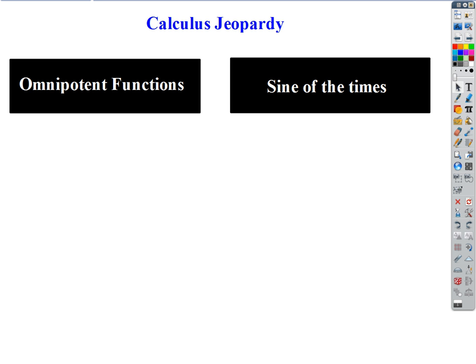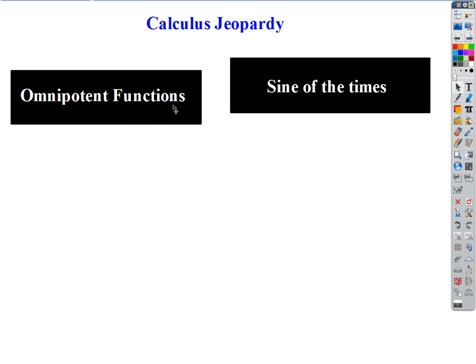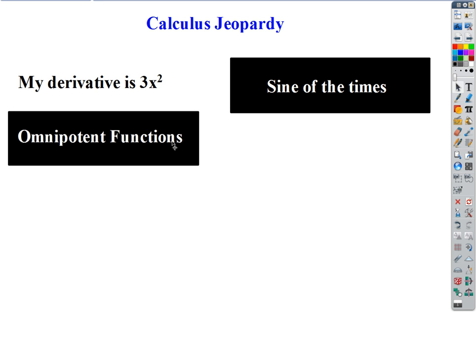Okay. So who'd like to be our first contestant on Calculus Jeopardy? It's not hard. It'll be no problem. Right here. Yes, sir. Choose a category. Okay. You got it. There it is.